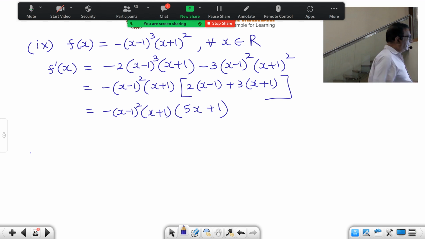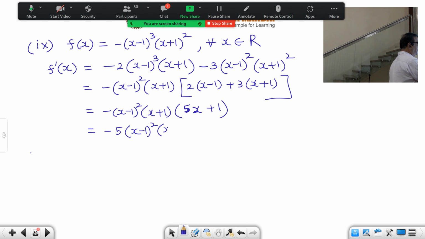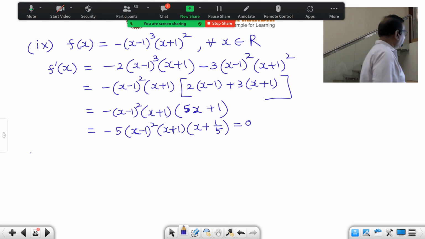5x plus 1. So I will make the coefficient of x 1 by taking 5 common outside. So minus 5 into (x minus 1) whole square into (x plus 1) into (x plus 1 by 5). This we have to equate to 0. f dash x we have to equate to 0.